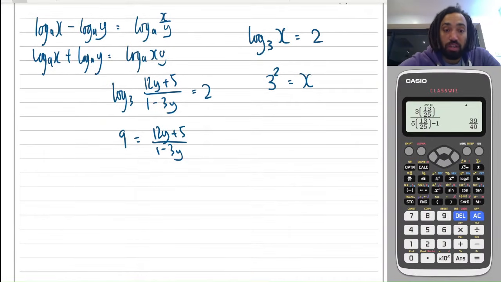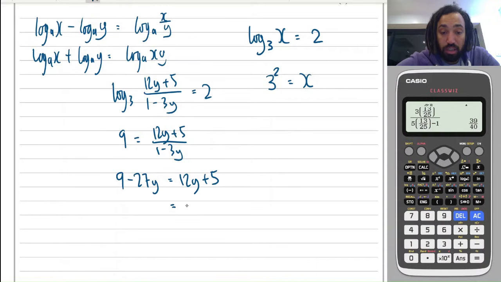So then solving this, I'm going to multiply that bracket up there to get 9 minus 27y is equal to 12y plus 5. I'm then going to add 27y to both sides to get 39y. I'm going to subtract 5 to get 4. So I'm going to get y is equal to 4 over 39.